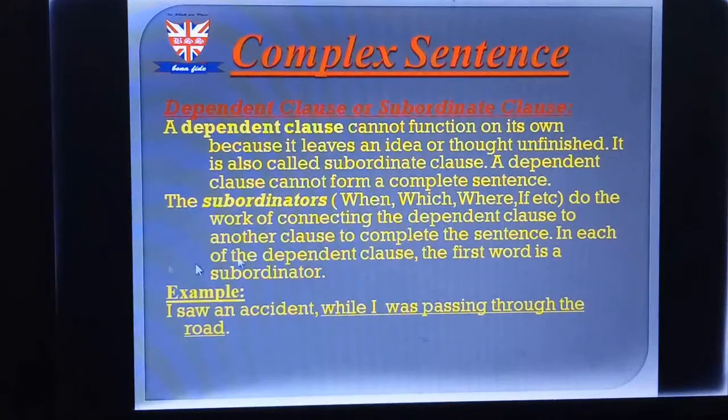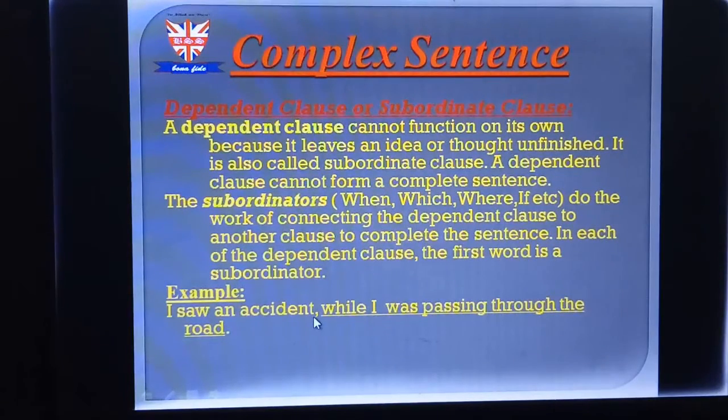Okay, so how can we identify that it is dependent? From the subordinators. Okay, when, which, while, where, if, all these are subordinators. If you see subordinators at the beginning of the clause, that will be a dependent clause. So look at the example now.